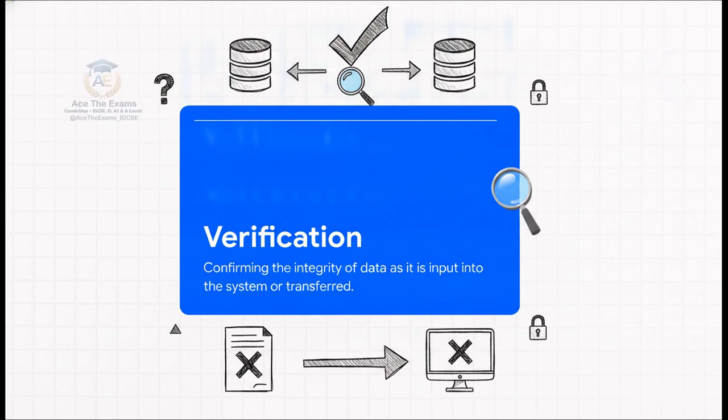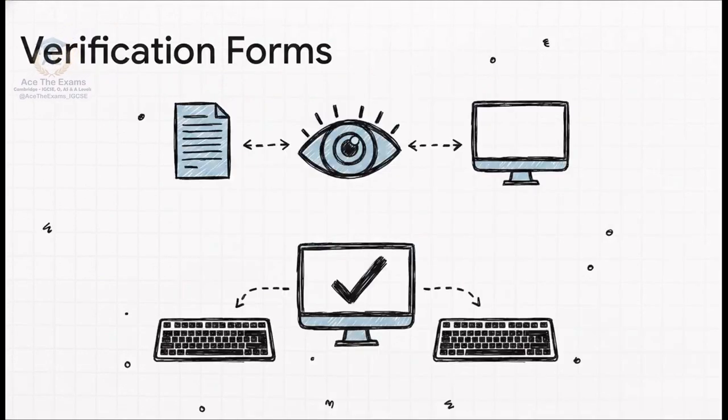So if someone tries to tell you that verification makes data magically accurate, they are completely mistaken. Think about it. If the original paper form has a massive mistake written on it and you verify it perfectly into the computer, congratulations, the computer now perfectly holds a mistake. Verification confirms integrity from the source. It does not invent accuracy. So how do we actually do it?